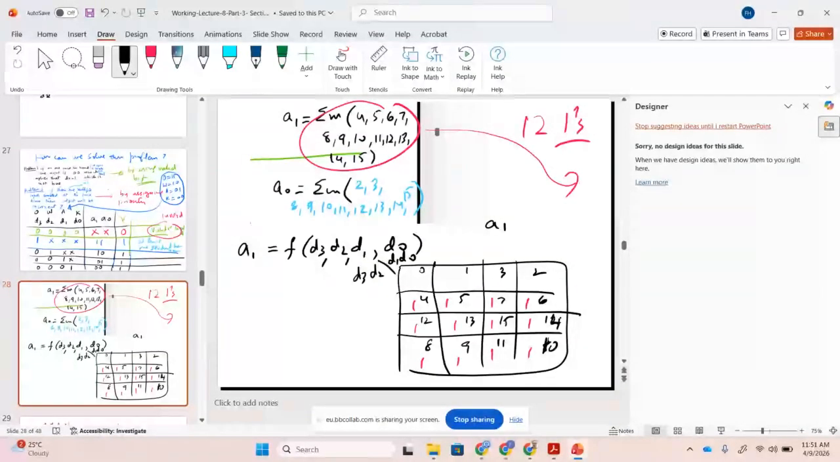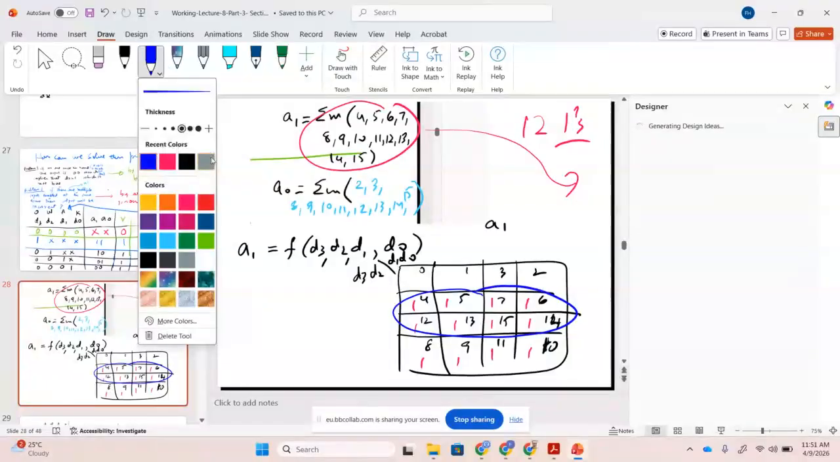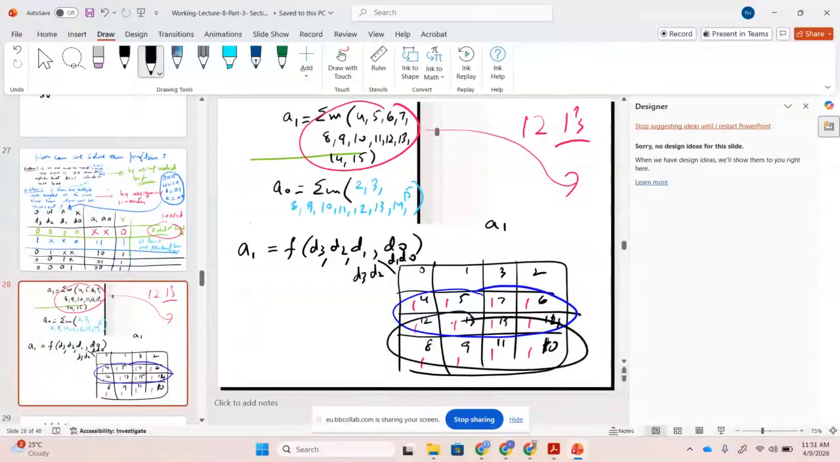This is now the K-map. And now if it's the K-map, how many groups are there? 2 groups of 8. So now you look at here. There are 2 groups. This is the first group, and this is the second group. And then you can find the expression.